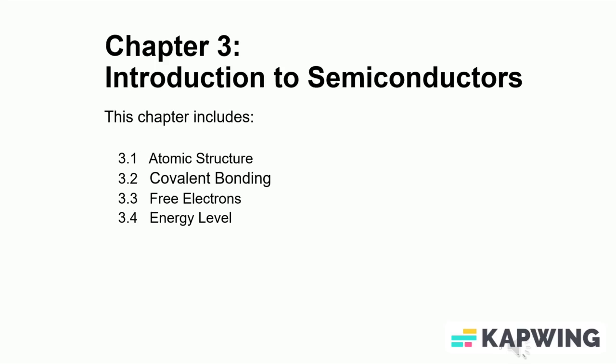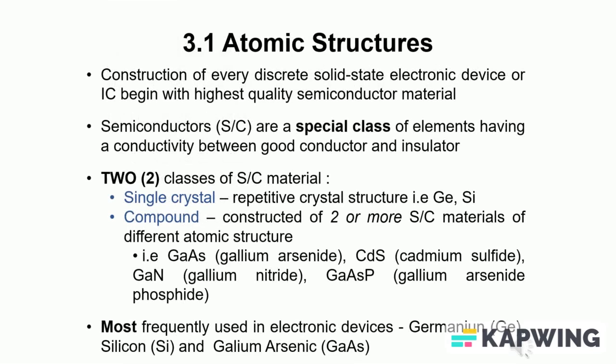I will introduce the sub-chapters of Chapter 3. In the introduction of the semiconductor chapter, there will be atomic structure, covalent bonding, free electrons, and energy level. For the atomic structures, several elements and points need to be understood.